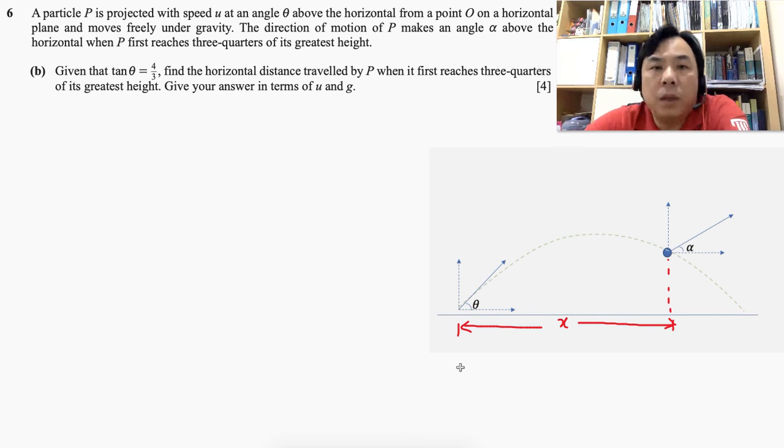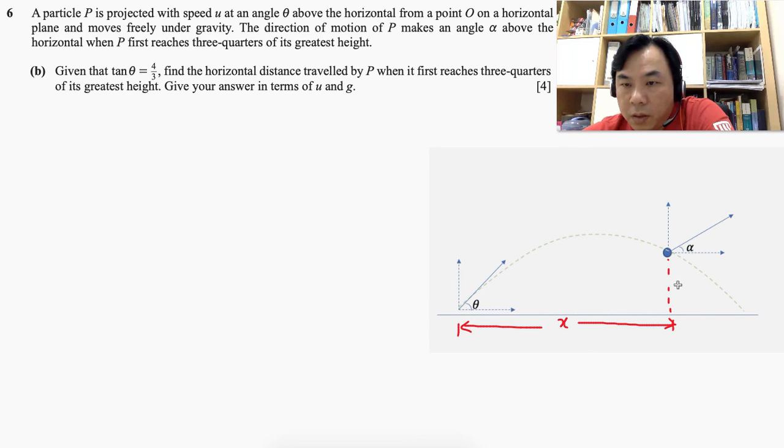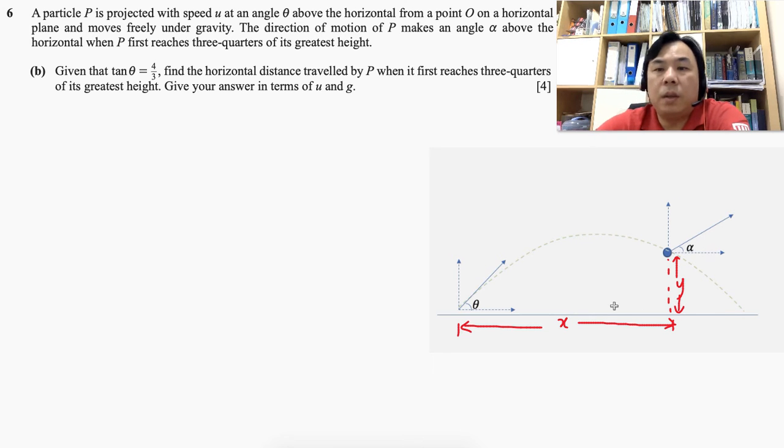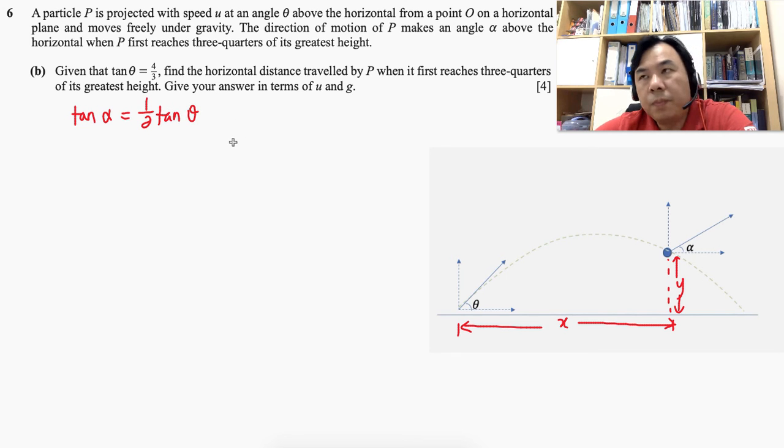Okay, so that's the horizontal distance traveled by p. This is the vertical distance traveled by p at this instant of time. And then we have obtained one relationship between theta and alpha itself. Now we know that tangent alpha is equal to half tangent theta. Is it correct? Yep, correct.